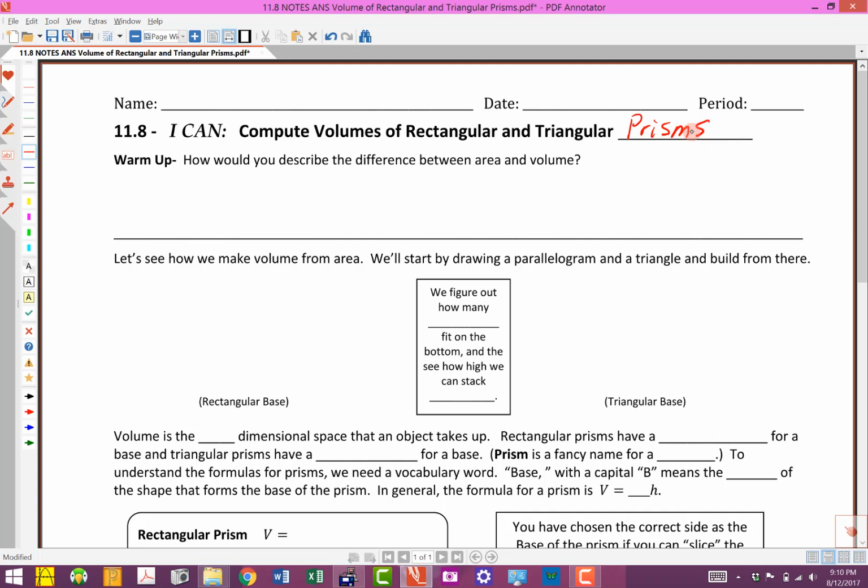volume? Now, most people are familiar with these ideas, but they can be a little bit tricky to describe. So you might want to pause and think about, well, if somebody said, hey, what's the difference between area and volume? How would you describe it? What most people come up with is this. When we're talking about area, we're talking about two dimensions. We're talking about 2D. And when we're talking about volume, we're talking about 3D.